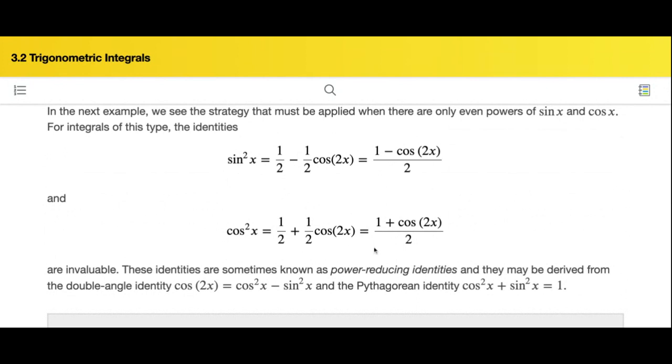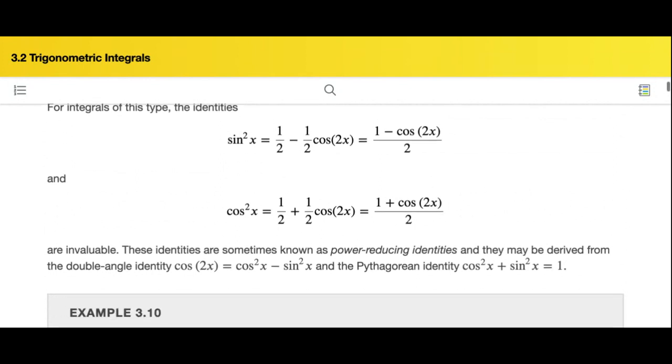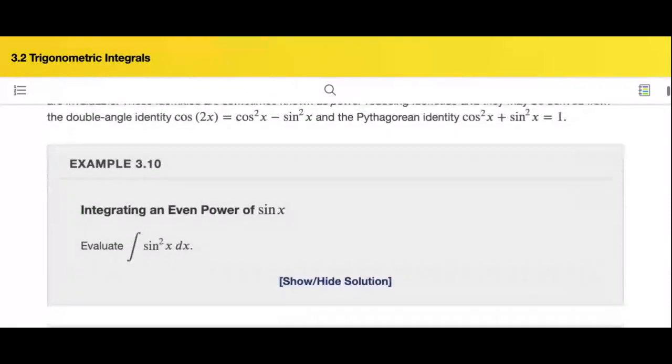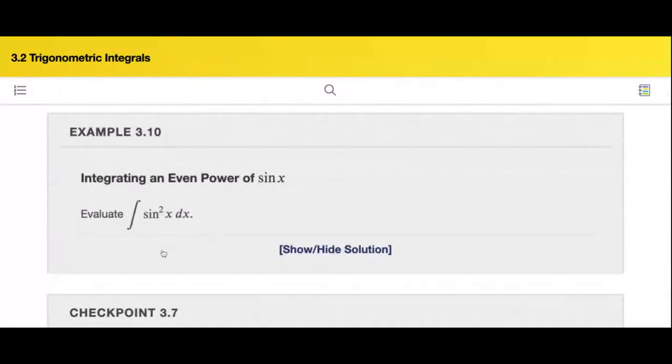Okay, so those are trig identities. So we need to use these trig identities for the integration. Let's see this one. This one, we have sine square x. So we may try the previous method, right? We're thinking, okay, I'm going to split sine square x as sine x times sine x dx. Then sine x dx, I can treat as du.